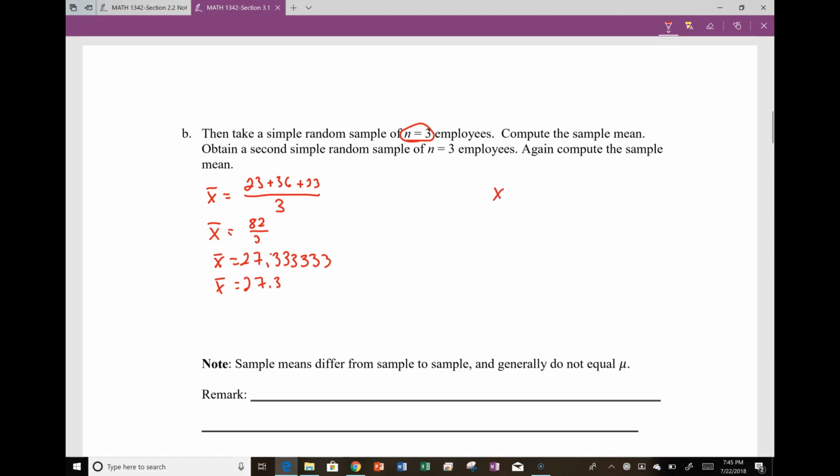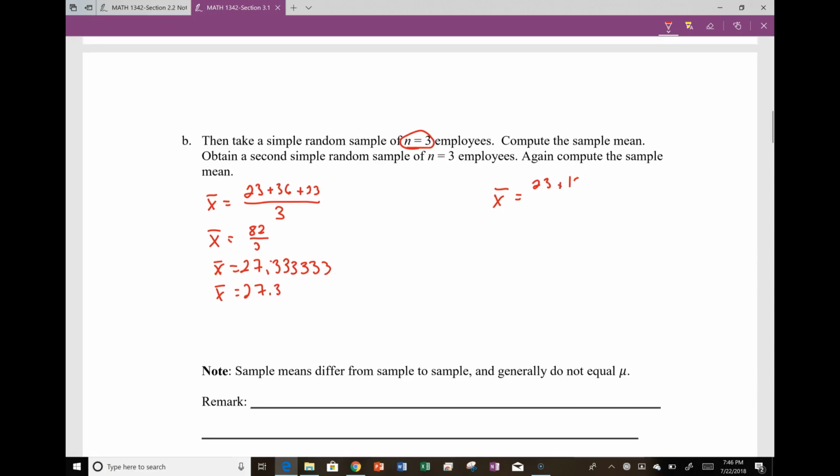I'm going to take the first employee, which was 23, the fourth employee, which was 18, and the last employee, which was 43. I'm going to add those up, and I'm going to divide by 3. So I do 23 plus 18 plus 43. I get 84, and I'm going to divide by 3, and I get 28.